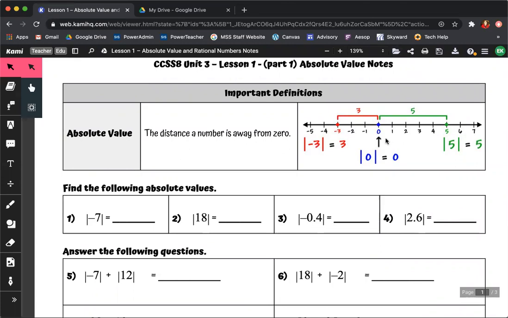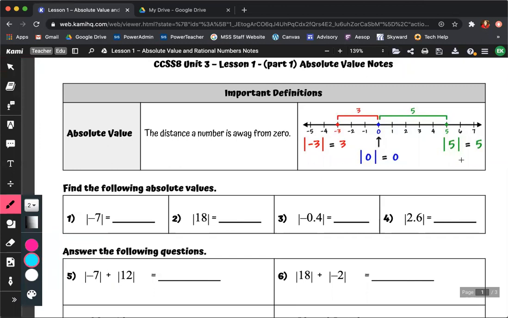On the other side, absolute value of 5, we have the absolute value signs on the side of the number. 5 is 1, 2, 3, 4, 5 away from 0. So the absolute value is 5. A lot of times people want to think of it as the opposite, and they'll say, oh, it's -5 because the absolute value of -3 is +3, and I'm dealing with opposites. But that's not accurate. We're saying, what is the distance away from 0? Distance is always a positive value.